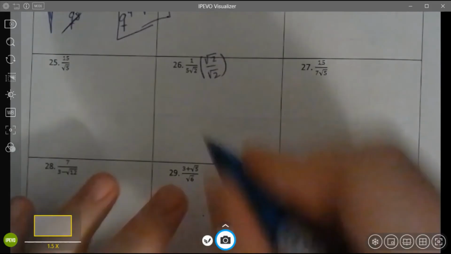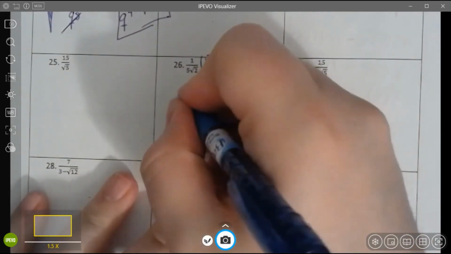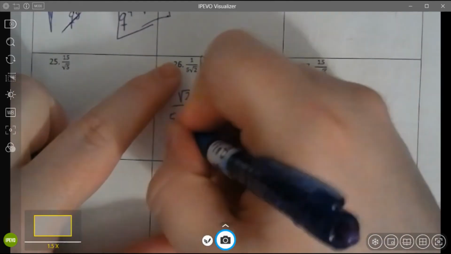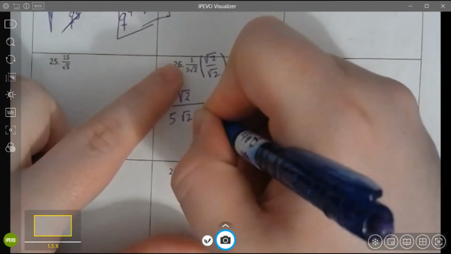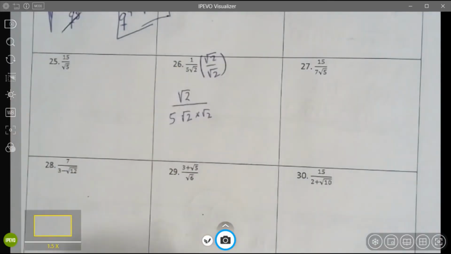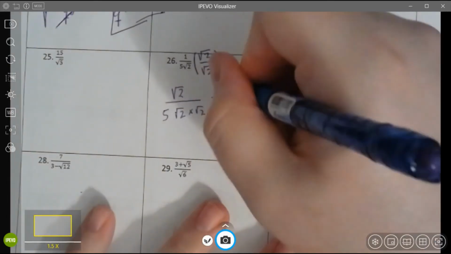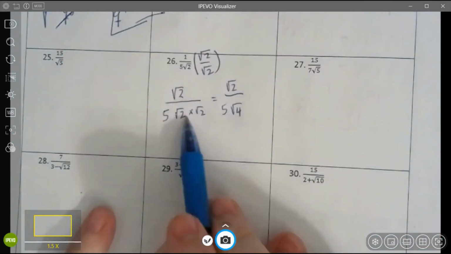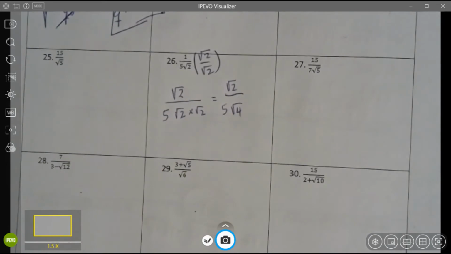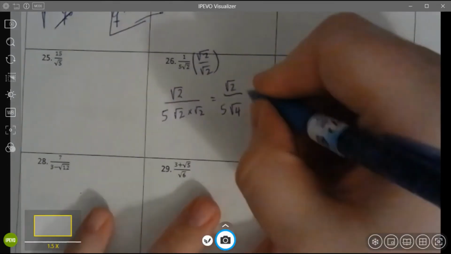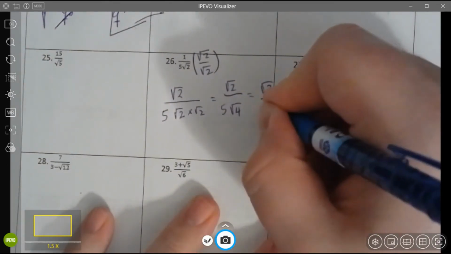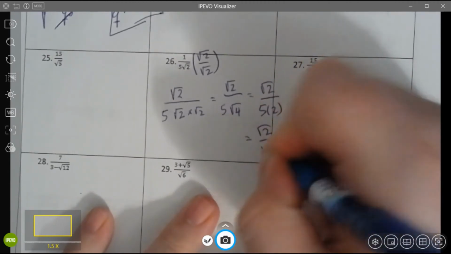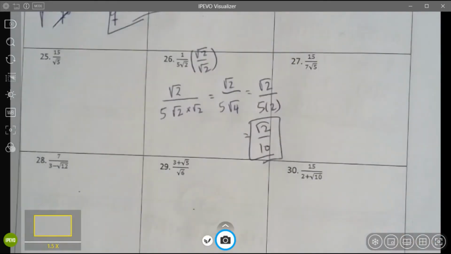What that does for me is on the top, I get 1 times square root of 2, which is square root of 2. And on the bottom, I got 5 square root of 2 times square root of 2. Well, we can simplify this. Square root of 2 over 5 square root of 4, because 2 times 2 gets me 4, and they're both underneath the square root. The square root of 4 is 2, so square root of 2 over 5 times 2. 5 times 2 is 10, so it's the square root of 2 over 10. That's your answer for that.